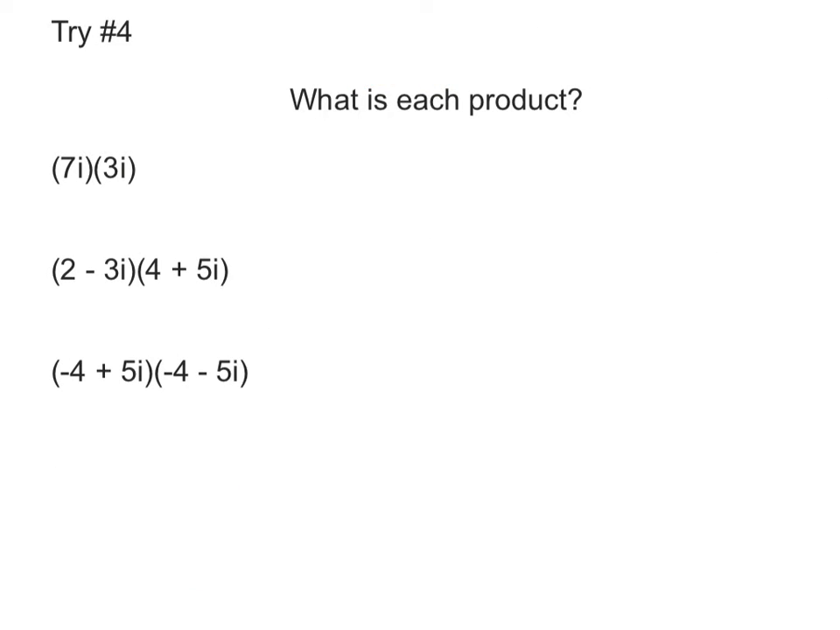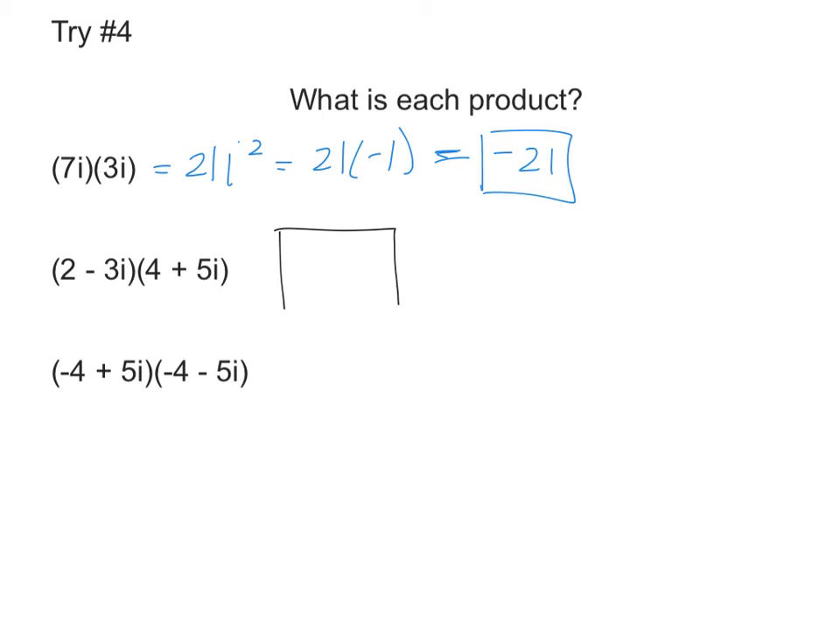So again, for the first one, 7i and 3i, 7 times 3 produces 21, and i times i is i squared. But again, we know that i squared is the same thing as -1. So that will give us a final answer of -21. Okay, look at the next one. If we put that into a box, this is 2 and -3i, and this is 4 and 5i.